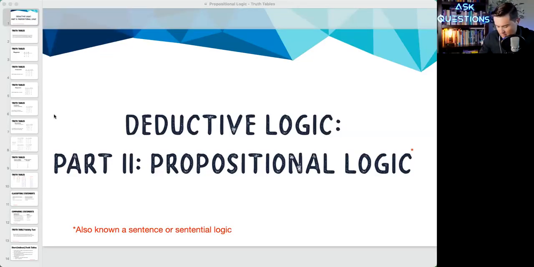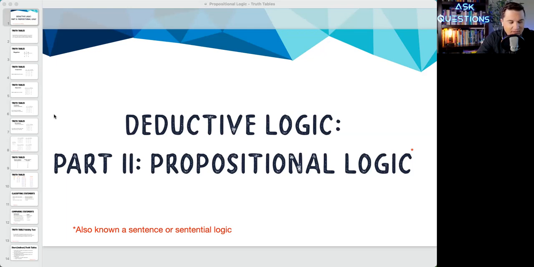Truth tables are still a part of our section on propositional logic, which is also known as sentence logic, sentential logic, and it is a sort of deductive logic. Remember, we drew a distinction between inductive arguments and deductive arguments. If you've got a good deductive argument, you essentially have a proof. You've established that some conclusion follows with absolute certainty. It follows necessarily from the premises given that they are true.